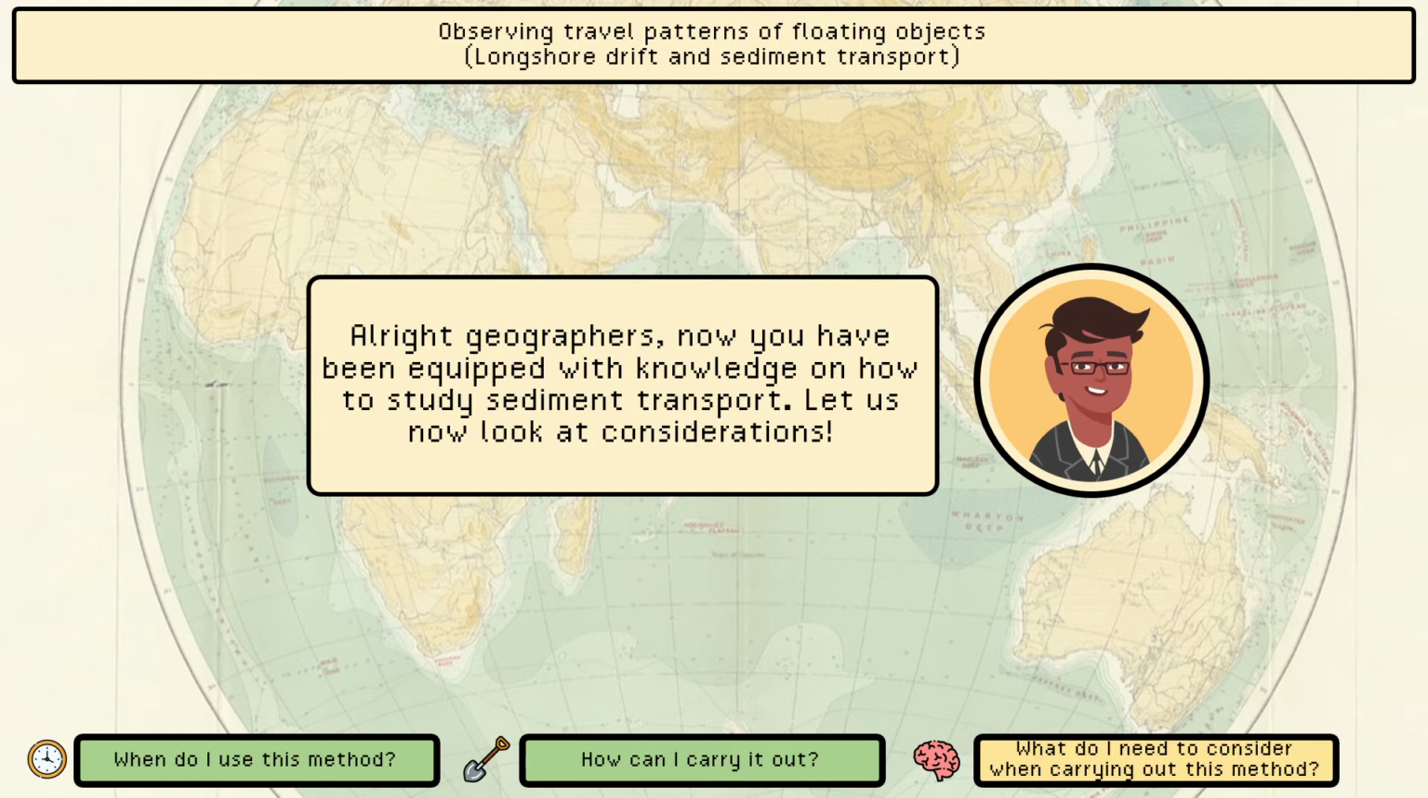So now you have been equipped with knowledge on how to study sediment transport. Let us now look at the important considerations.